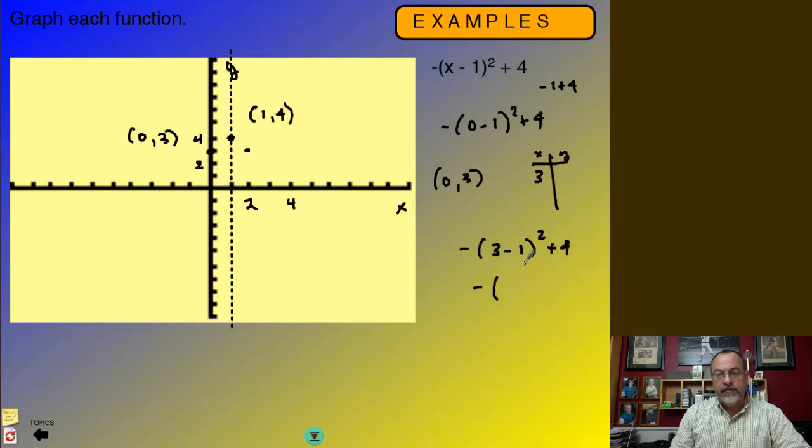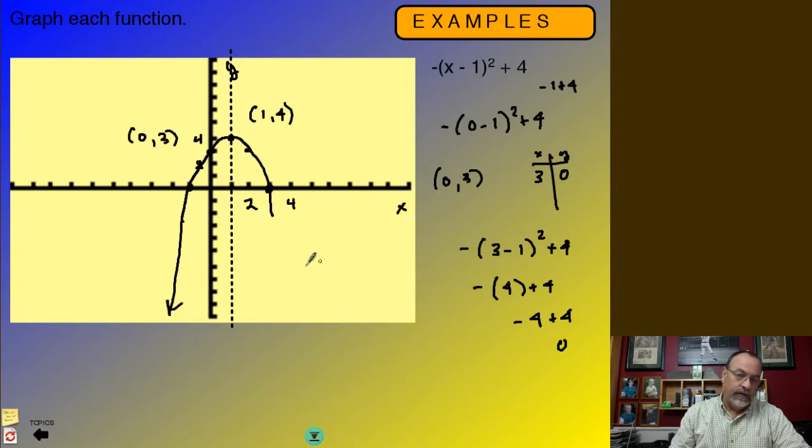So 3 minus 1 is 2. 2 squared is 4, so this is negative 4 plus 4. So this is 0. So when I choose 3 for my x value, the y value is 0. And I don't think that that's going to be, oh yeah, 3, 0, right out here. And then again, because it's symmetrical, I have a corresponding point here. So now I have my points where I can go ahead and draw my nice smooth curve.